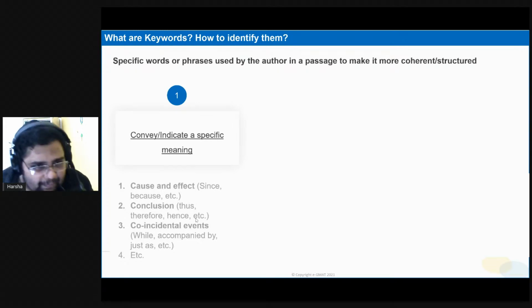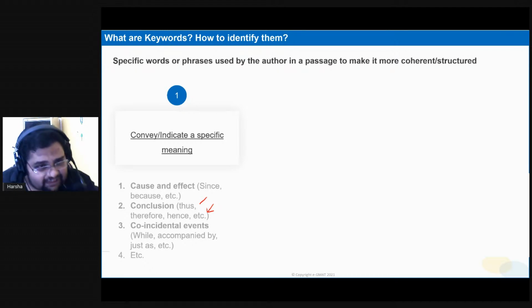So for example, some keywords are words that are used to indicate a very specific meaning. You guys are all preparing for GMAT, so you also have critical reasoning. You typically have an argument. When you see an argument, you have a conclusion, right? Very often for a conclusion, don't you see a word like thus or therefore or hence? These are what in CR lingo we call conclusion indicators, right? That's an example of a keyword.